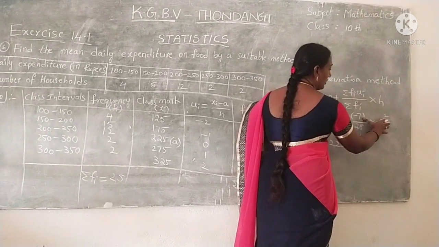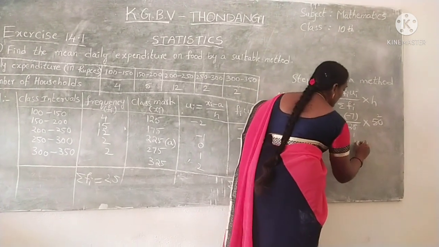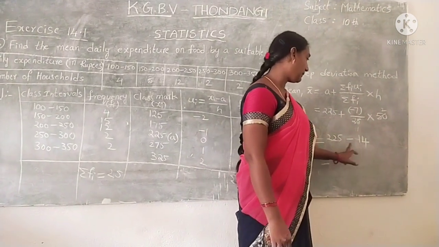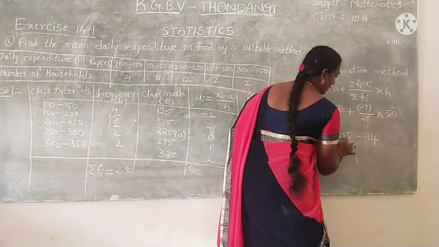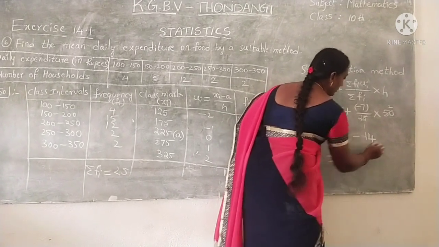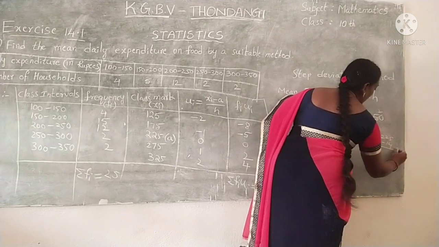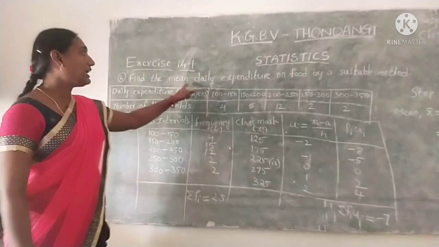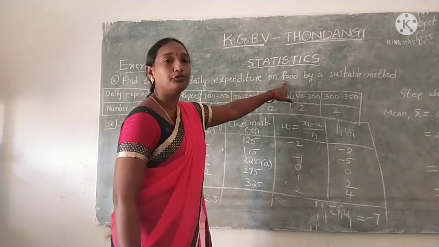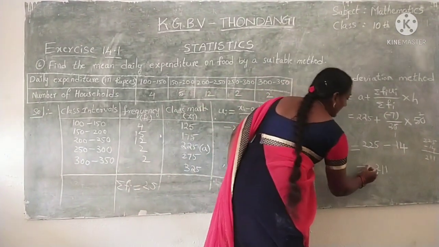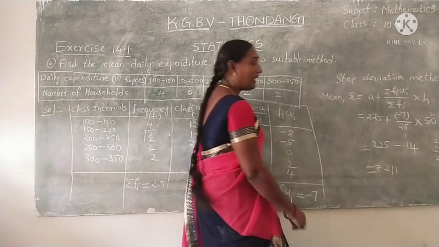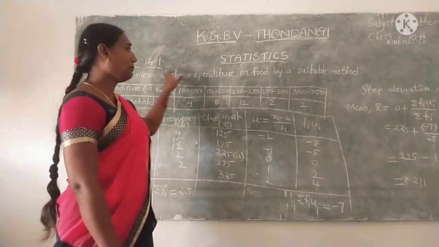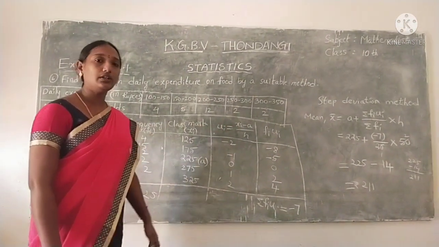The product of numerators, 7 into 2, that is equal to 14. So what is the value of 225 minus 14? 5 minus 4 is 1. 2 minus 1 is 1. And here 2. 225 minus 14 is equal to 211. So here, the mean daily expenditure on food. What is the mean daily expenditure? 211 rupees. So this is the way to find the mean in the step deviation method.